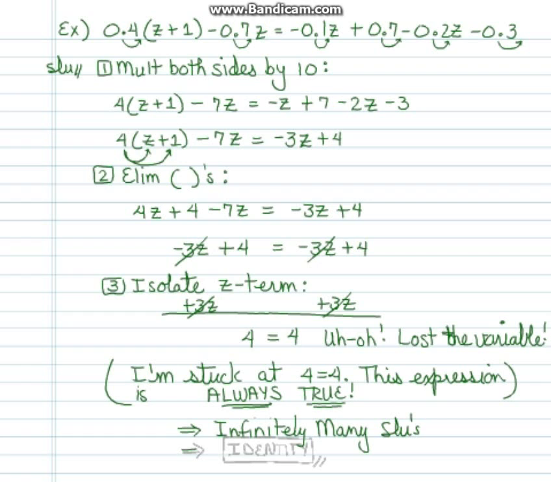And having infinitely many solutions implies that the equation you just tried to solve is called an identity. On the other hand, if you had been stuck at a statement that's never true, instead of 4 equals 4, like 0 equals negative 3, that would be called a contradiction. If you had ended up with z equals some finite number of answers, like z equals 3, if you got at least one number for your answer, then you could say that this is called a conditional equation. So those are your three choices: conditional equation, contradiction, and identity. And this one is an identity.